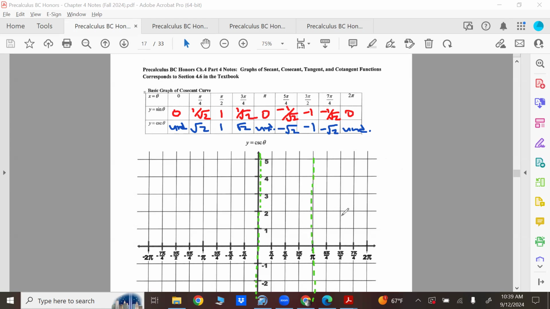You guys do cosecant graphs last year? Did not. Oh, this is new. Okay.